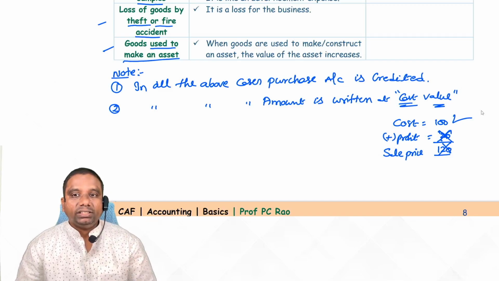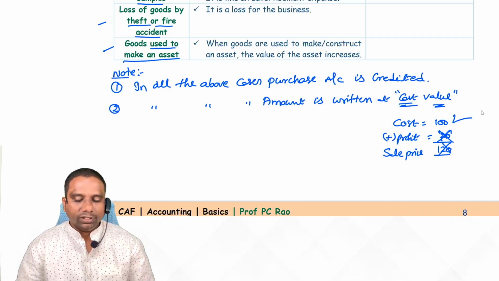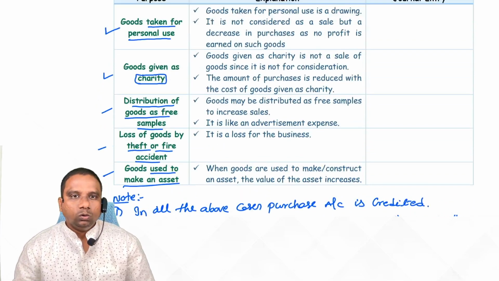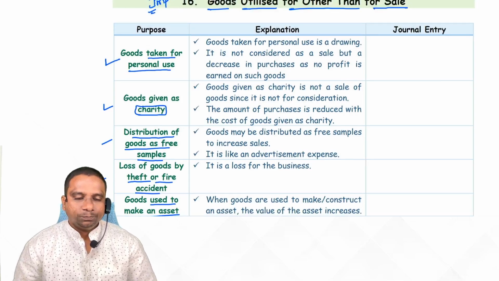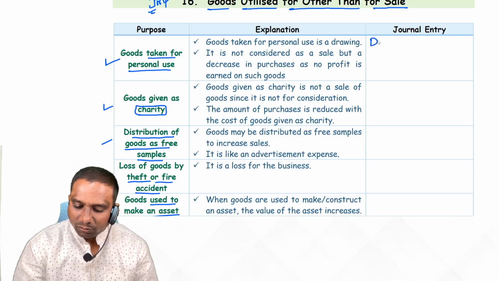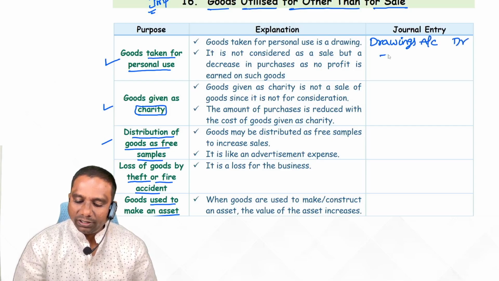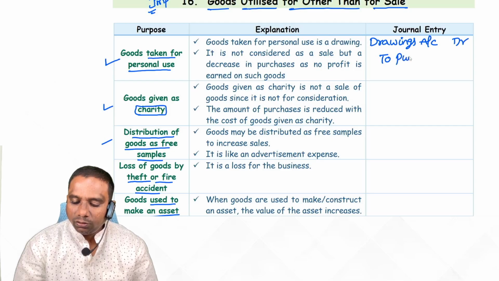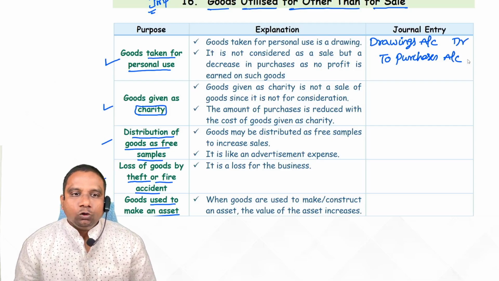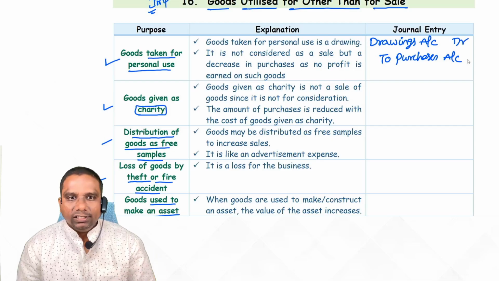Is it clear, students? It is very important. Now observe what entry we record. Goods taken for personal use. Who is taking the goods? The proprietor. So the proprietor account is debited, but in place of the proprietor account, which account do we debit? Drawings account. So drawings account to debit, to purchases account. Is it clear? Next one.